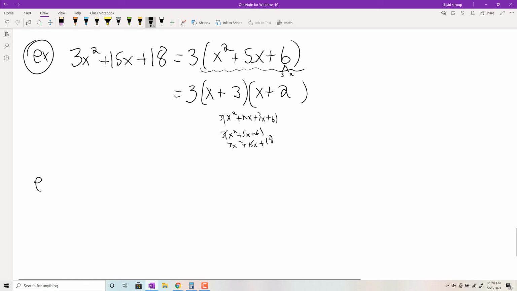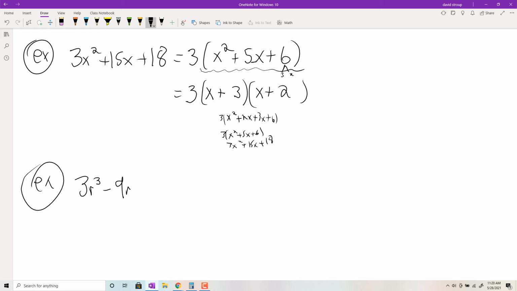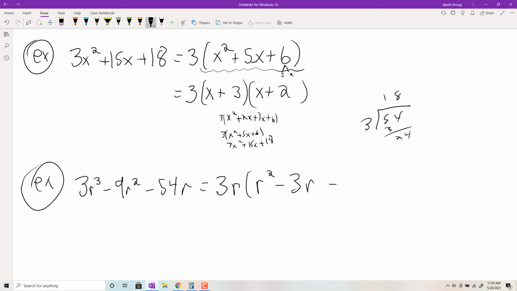So let's look at one that has some weird variables. An r variable, 3r cubed minus 9r squared minus 54r. This time there's a constant of 3 that can be pulled out, but also a variable as well, right? Each one has a factor of r. So I'll be left with r squared minus 3r minus 18, since 3 goes into 54, 18 times. And then I can go ahead and factor that.